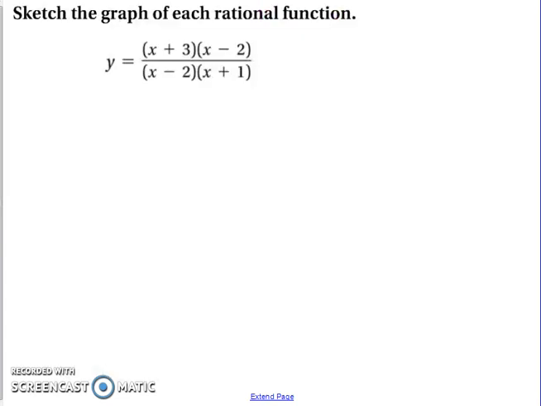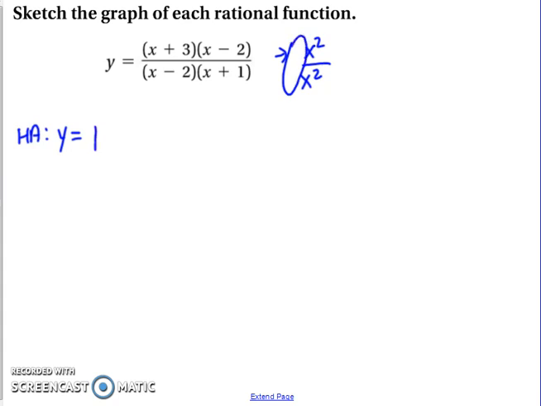Alright, so let's look at this one now. Here we want to sketch the graph. To find my horizontal asymptote, if I FOILed this out, I'd have x squared on the top, x squared on the bottom. So I know that my horizontal asymptote is going to be the ratio of the coefficients. Since if this FOILed, this would be like x squared something over x squared something, the coefficients would be 1 over 1. So y equals 1 is my horizontal asymptote.